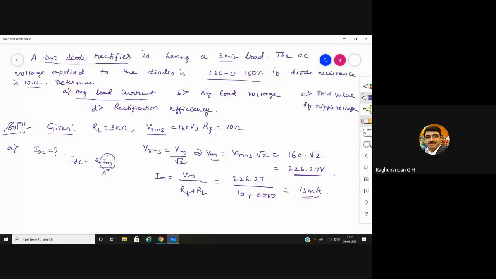Always express current in terms of milliamps. In rectifier problems, you express everything in milliamps only. Now we obtained Im, so substitute it here. What is the answer for IDC? 47.7 milliamps.